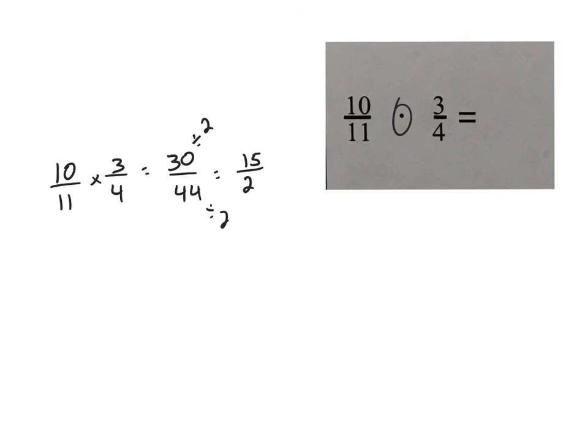I believe this is our last problem. So it's a multiplication. The dot means multiplication. So we say 10 elevenths times 3/4. We multiply straight across. We get 30 over 44. And we can reduce that because they're both even numbers. So if we divide both of these by 2, we get 30 divided by 2 is 15. 44 divided by 2 is 22, so 15 twenty-seconds.